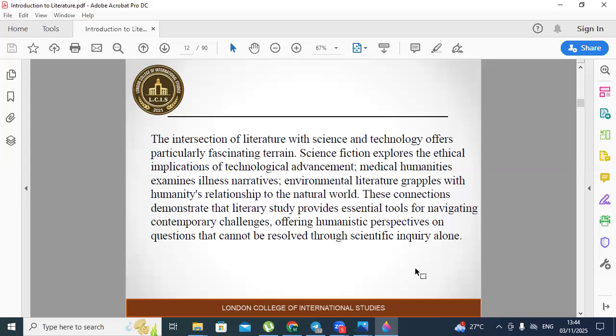These connections demonstrate that literary study provides essential tools for navigating contemporary challenges. Scientific inquiry can tell us what is possible, but literature helps us think through what is desirable, what is ethical, and what is human. We need both perspectives: the analytical measure of science and the humanistic perspectives of literature to address the complex challenges facing contemporary society.